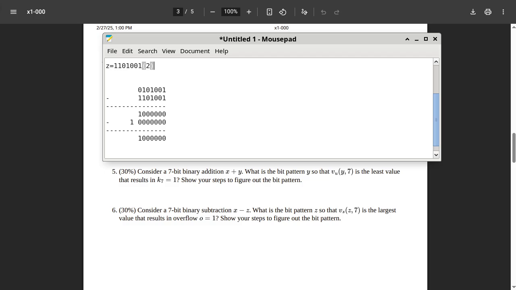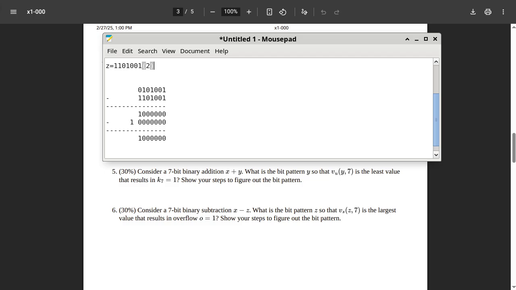Nope, because I'm looking for the z that ends up triggering the overflow in the difference, because I'm looking at the subtraction of x minus z, which is really just the bitwise operation that I showed up here. And I'm asking what is the bit pattern z, which is the second row, such that VS z7, which is the signed interpretation of whatever is on the second row, has the largest value that results in overflow being a 1. And we know how overflow is computed or what it means semantically. So now you just need to show me the steps.